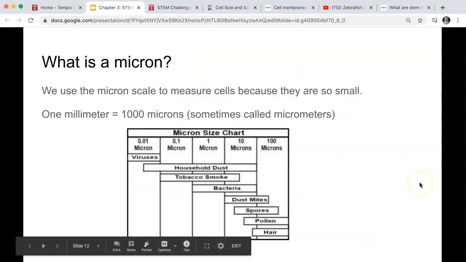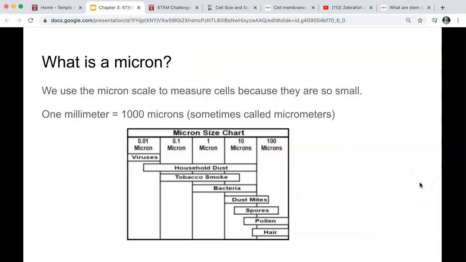I mentioned that cells are really small. Think of a millimeter. A millimeter is a very, very tiny measurement on a meter stick. Even a millimeter is way too big to measure cells with. So we take 1 millimeter and we divide it by 1,000 parts, and that's called a micron. That's a new scale that I'd like you to be familiar with. And what we have here is 1 millimeter equals 1,000 microns.